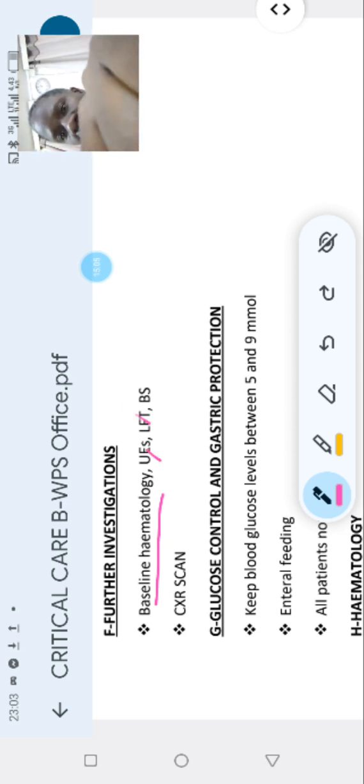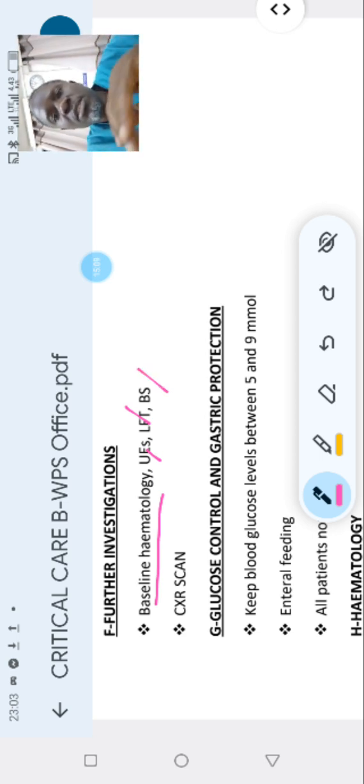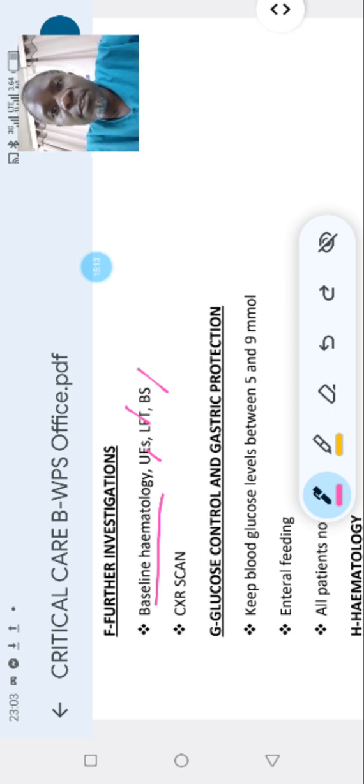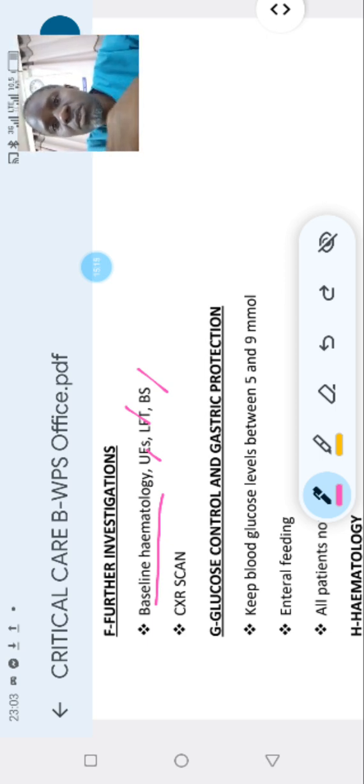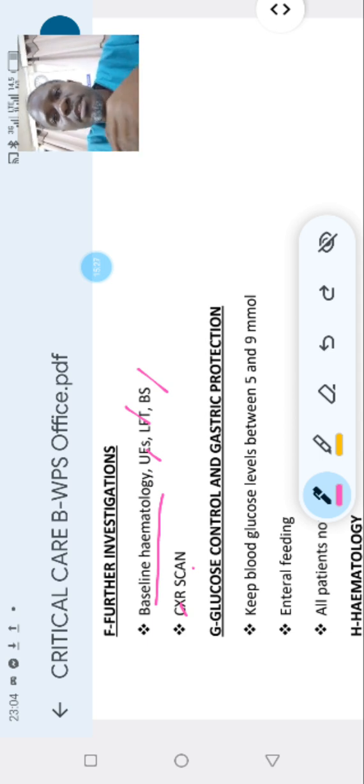You can do the liver function tests. You can do the blood slide. So you can do, depending on the hospital, some hospitals even do C-reactive protein just as baseline. So it depends on the institution. You can do the investigations according to your institution. Some would even order chest X-ray, scan, and all that. So it can depend upon the institution.